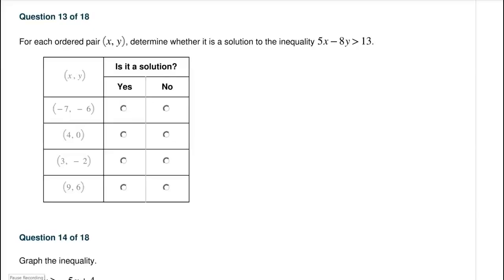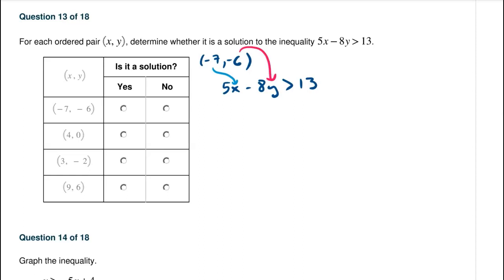Problem 13. For each ordered pair x and y, determine whether it is a solution to the inequality 5x minus 8y greater than 13. So all we need to do is plug in each point and see whether the statement is true or false. So the first point, -7, -6. The inequality is given as 5x minus 8y greater than 13. So we replace x by -7 and replace y by -6.